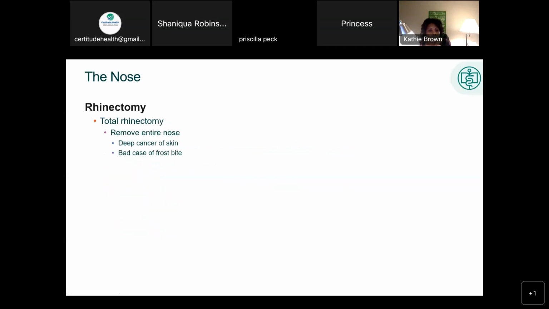Total rhinectomy, the suffix ectomy means removal. So that means they're totally removing the nose of a person. Of course, only in extreme cases like deep cancer of the skin or a bad case of frostbite. Never heard of it though, but it's good to know that they have a code for it.